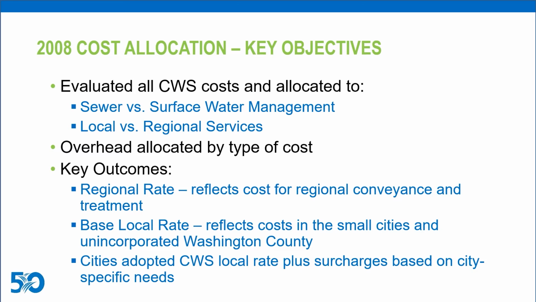The key objectives of that study were to evaluate all of Clean Water Services costs and how they are allocated to the sewer and surface water management utilities, and also how they were allocated to the regional and local services. Overhead costs were also allocated based on type of cost to the different customer groups. And then the key outcomes of that study were the current rate structure, which consists of a regional rate that reflects the costs for regional conveyance and treatment, the base local rate, which reflects the costs to provide service in the unincorporated Washington County areas and the small cities that we directly provide service to. The cities then adopted the Clean Water Services local rate and then surcharges based on city-specific needs.